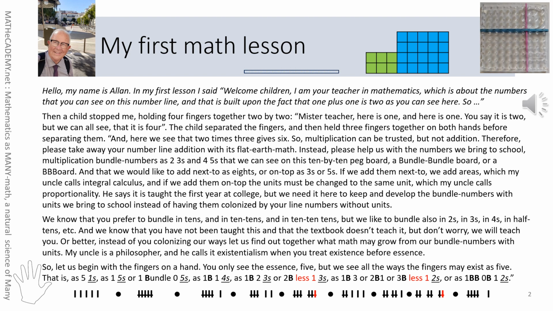My uncle is a philosopher, and he calls it existentialism, when you treat existence before essence. So, let us begin with the fingers on a hand. You only see the essence, 5, but we see all the ways the fingers may exist as 5. That is, as 5 ones, as 1 5s or 1 bundle 0, 5s, as 1 bundle 1, 4s, as 1 bundle 2, 3s, or 2 bundle less 1, 3s, as 1 bundle 3, or 2 bundle 1, or 3 bundle less 1, 2s, or as 1 bundle, 0 bundle, 1, 2s.